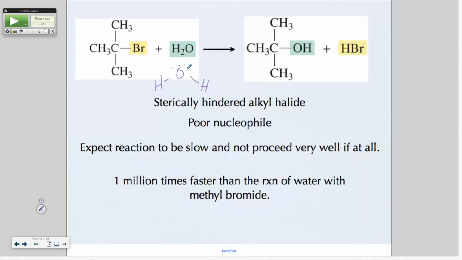So they thought when they tried this, they said, oh, this reaction is going to be really slow and it's not even going to work. And they found out that that reaction is 1,000,000 times faster than treating methyl bromide, which would be this one, with water. It's 1,000,000 times faster than that one. So they said, oh my gosh, we have to go back to the drawing board.